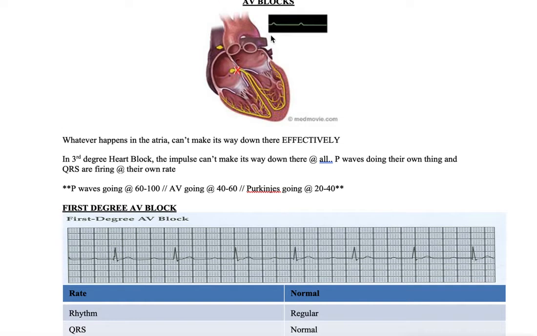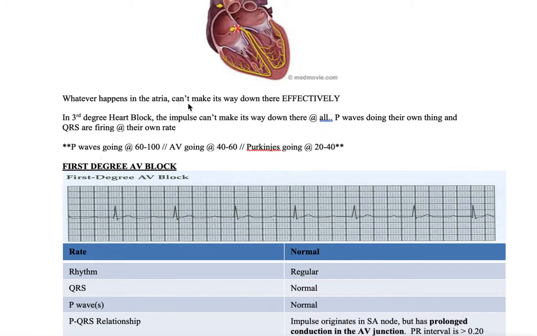So whenever you hear first degree, second degree, third degree, what we're talking about is different levels of severity of blockage of the electrical impulse from the atria down into the ventricle. For example, like I have here in the third degree heart block, the impulse can't make its way down at all. So this electrical activity firing off in the atria is unable to make its way down into the ventricles. What we see is that this SA node is firing at its own pace, and this AV node is firing at its own pace. They're doing their own thing.